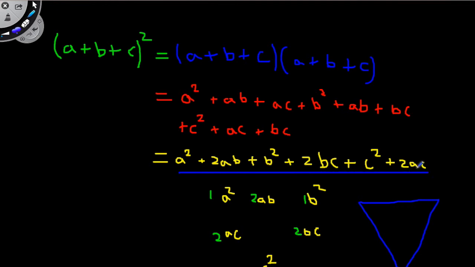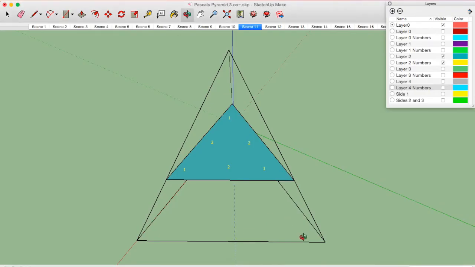And it may look a little strange to you, but if I try to line up the terms into a triangle, you see the 1, 2, 1, 1, 2, 1, 1, 2, 1 that you see with Pascal's pyramid here. 1, 2, 1, 1, 2, 1, 1, 2, 1.